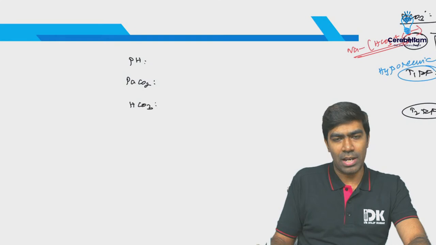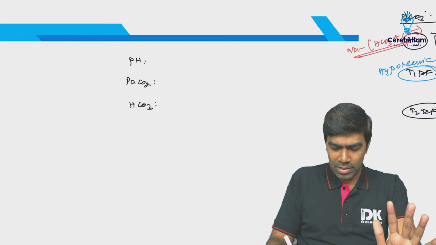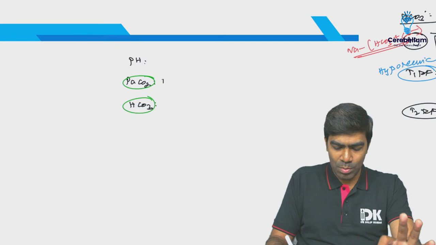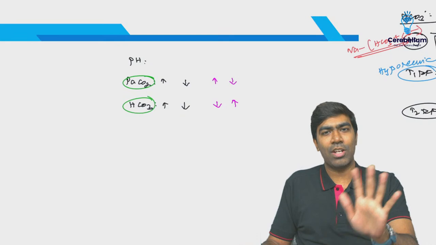Anytime, whatever may be the abnormality, the first thing in step one that you're going to look at is the PaCO2 and the bicarbonate. You want to see whether the arrows are moving in the same direction or in the opposite direction. That's what you need to see. This is the first thing you need to see.